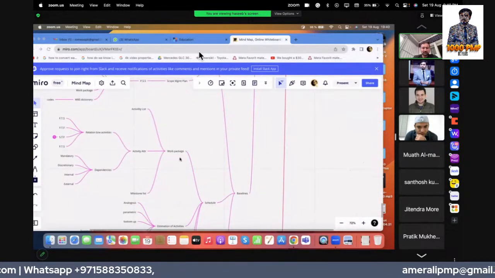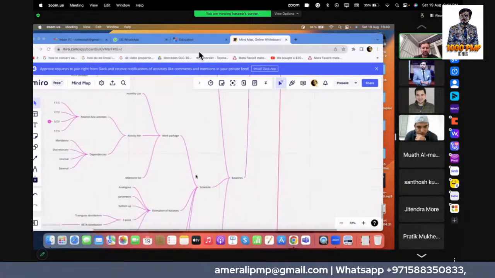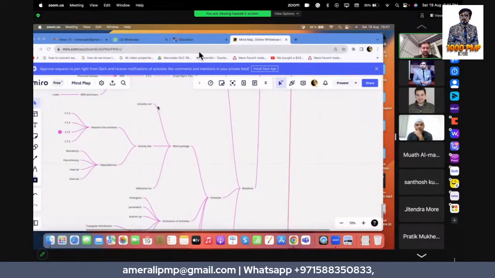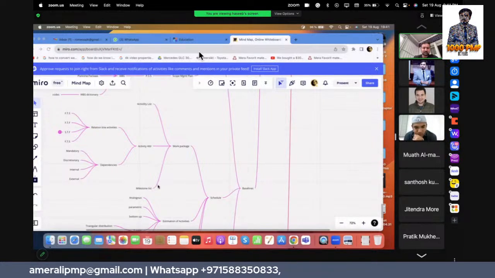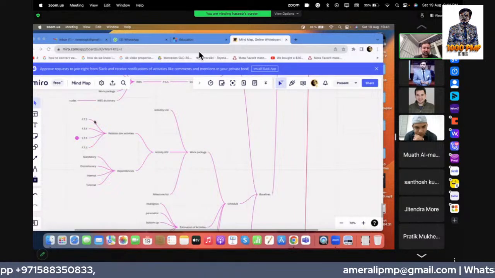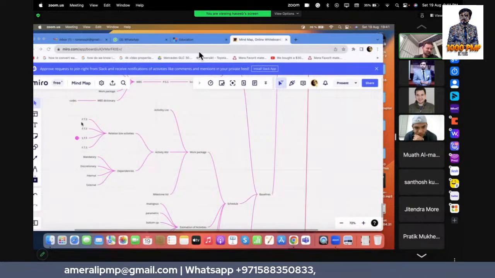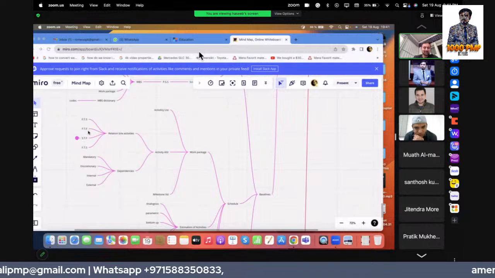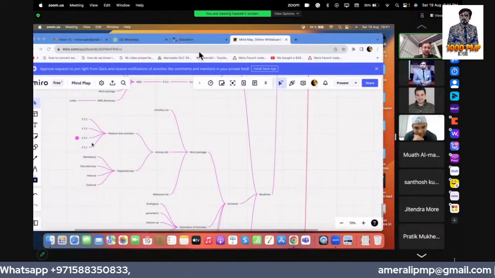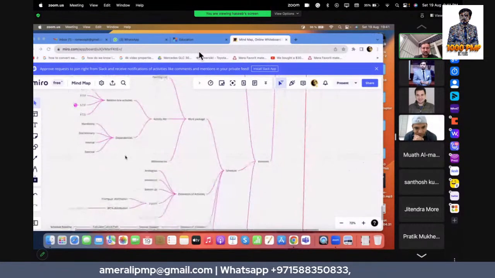And then the work package, which is the smallest item in the scope, comes as an input for the schedule, where we break it down into the activity list, activity attributes, and milestone list. In activity attributes, we need to see the relations between activities: finish to start, start to start, finish to finish, start to finish. And then the dependencies, we have mandatory, discretionary, internal and external among the activities.